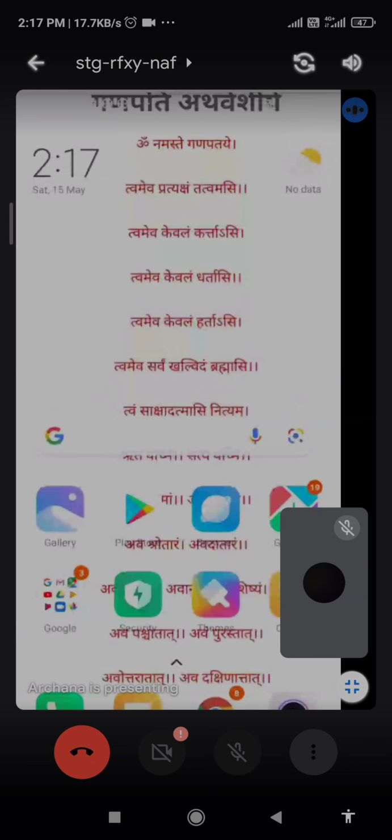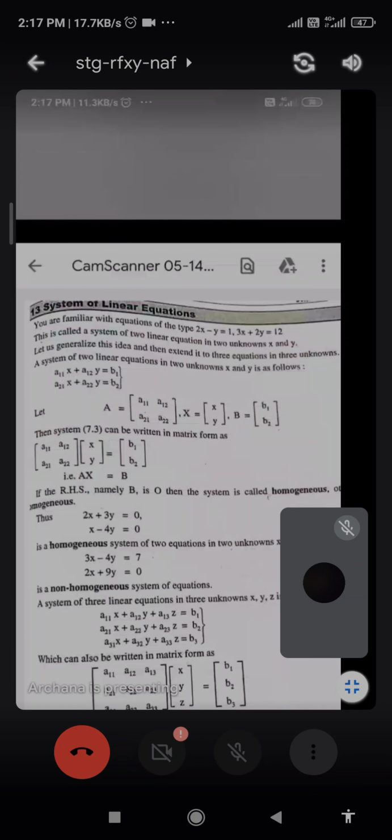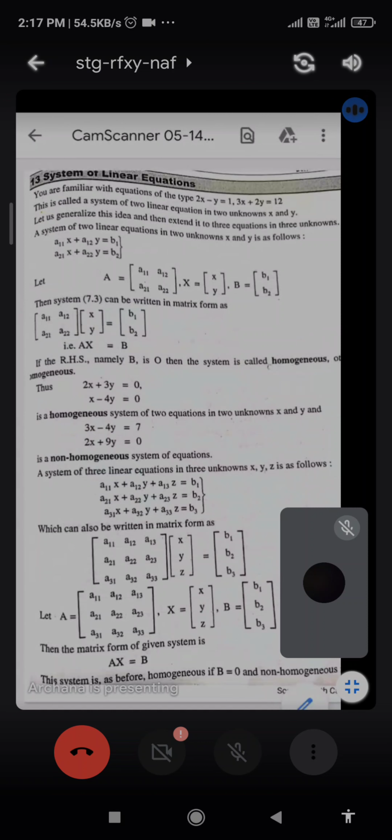Okay, so the equations given are 2x plus 3y is equal to 0 and x minus 4y is equal to 0. Here, just guess and tell me, guess करून फक्त मला सांगा x आणि y च्या व्हॅल्यूज काय असतील. What does your mind say? So what is the value of x and y?